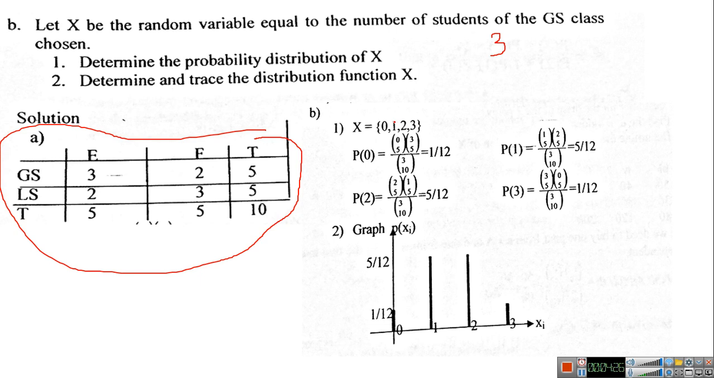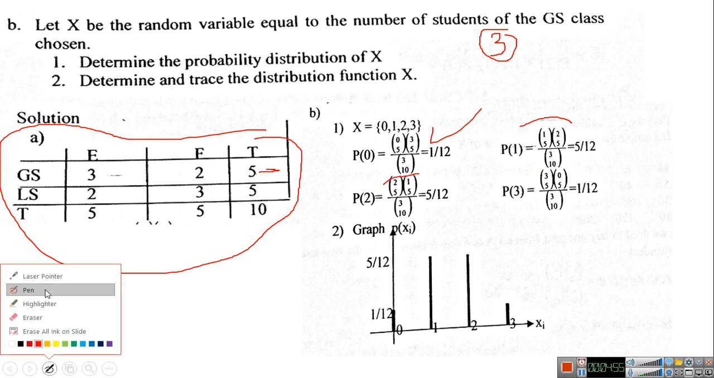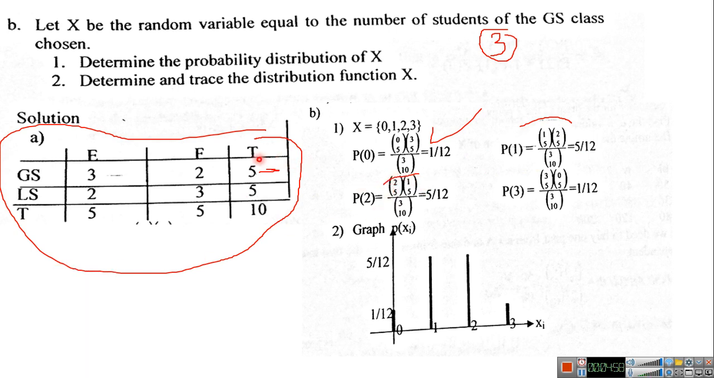And you know that here P of 0 plus P of 1 plus P of 2 plus P of 3 is 1. So now the first question, determine the probability distribution of X. So P of 0, I don't want to pick any from the GS. So all will be from where? From the LS. So 3 out of 5 over 3 out of 10. Here P of 1, it means 1 from GS, 1 out of 5 here, and 2 out of 5 from the LS, over 3 out of 10. For 2 from GS, you have 2 out of 5 over 1 times 1 out of 5 over 3 out of 10.